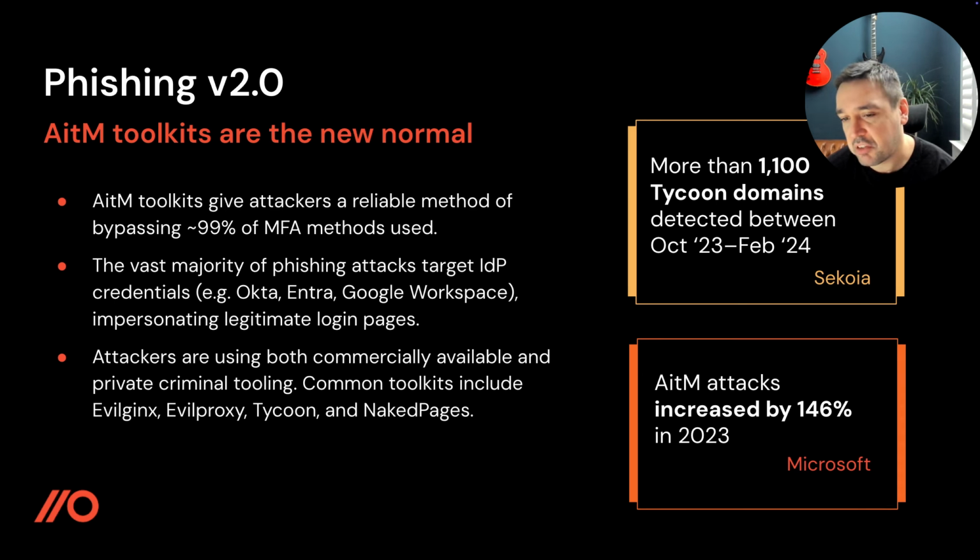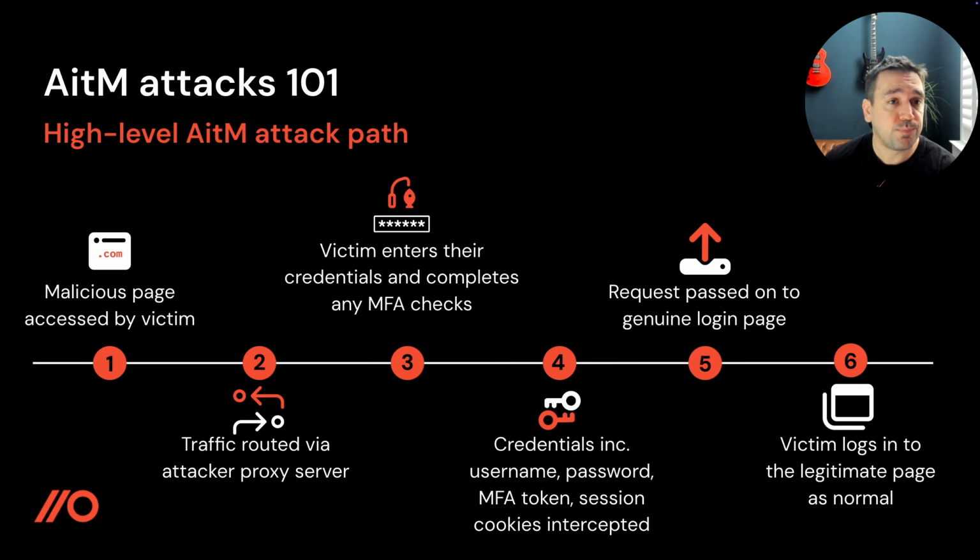And we've seen the stats on the side there, just Tycoon alone, for example, between October 2023 and Feb 24, there were 1,100 domains detected just by one company associated with that. Microsoft has said they've seen a 146% increase in attacker in the middle attacks. That was just in 2023, and they've only increased more in 2024. So it's the new normal. This is not a new threat anymore. This is how phishing threats that compromise identities work now.